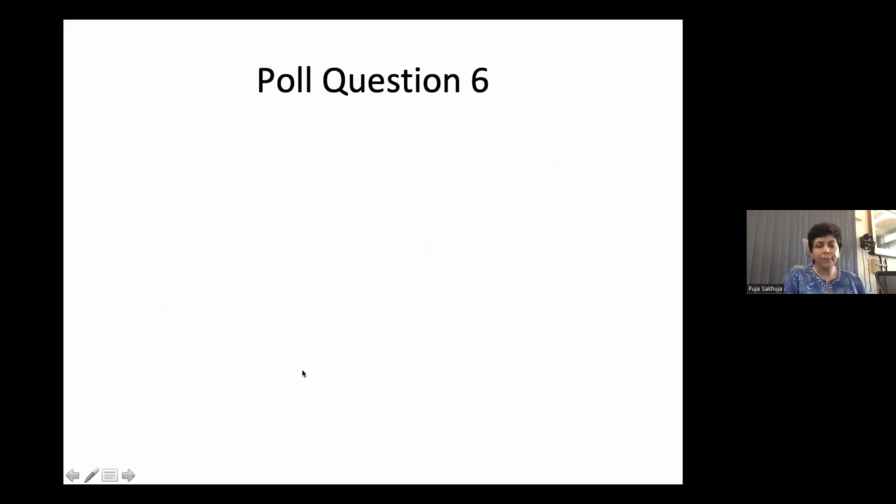Well, question 6, please. So intranuclear Cowdry A type inclusion bodies are seen in which condition?